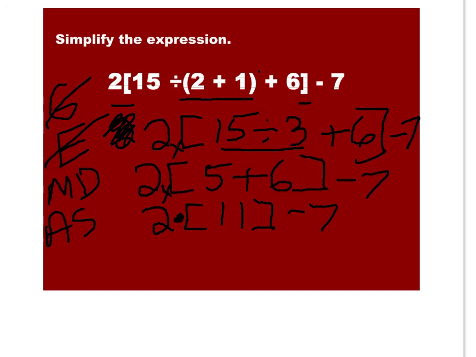So what we're going to do is we're going to do 2 times 11. 2 times 11 is 22. And then we're going to do the minus 7 last. Okay, our multiplying and dividing is done, and now we have minus 7 last. So 22 minus 7 is 15, and we'll circle that.